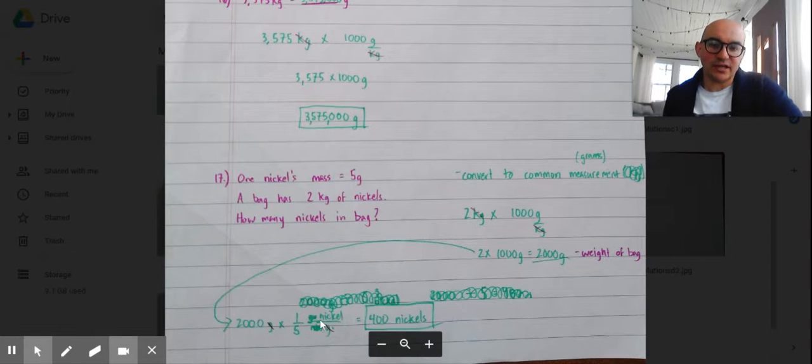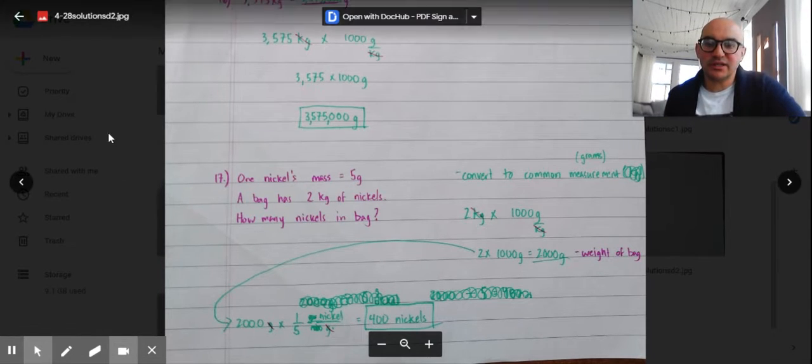In this case, it's the unit rate of nickel per gram. So it's 1/5 of a nickel per 1 gram. And so I just multiply 2,000 times this unit rate, and grams cancel out, and I'm left with 2,000 times 1/5, which is 400. It would be 2,000 over 5, which would simplify to 400 nickels.